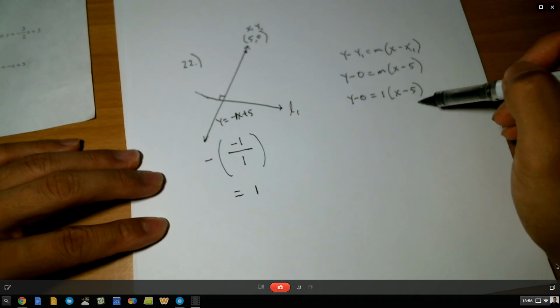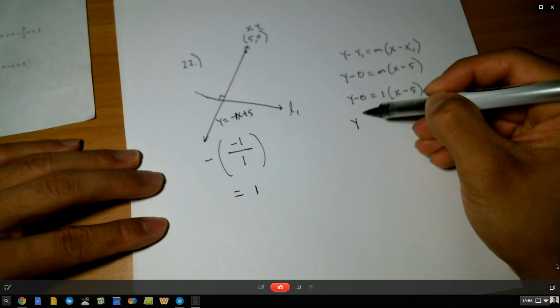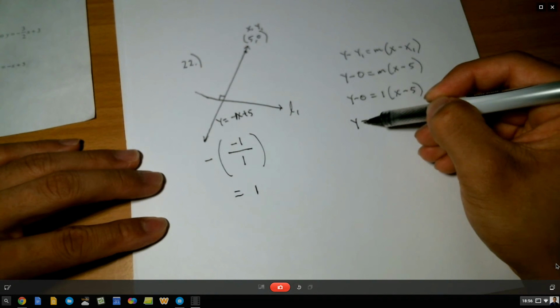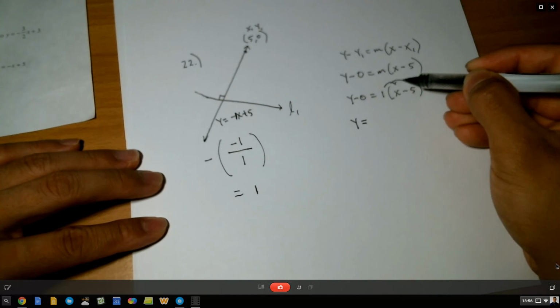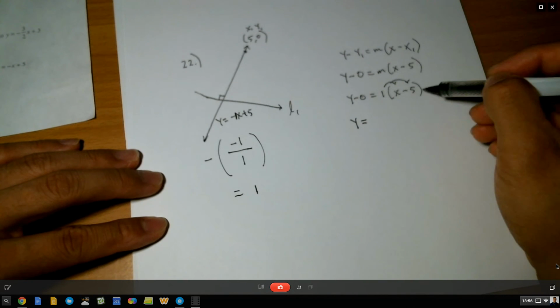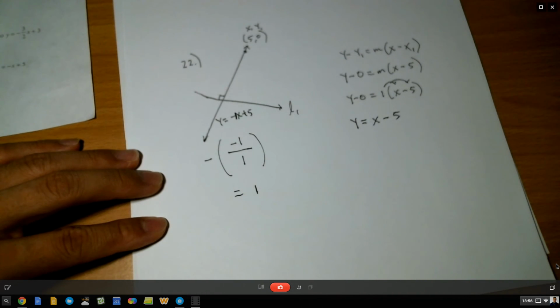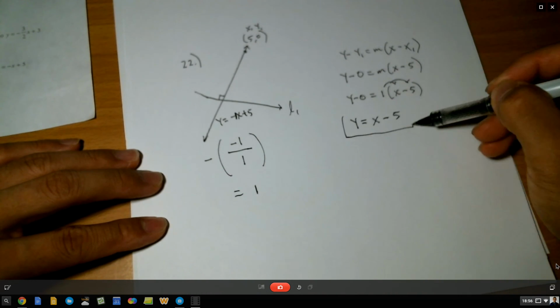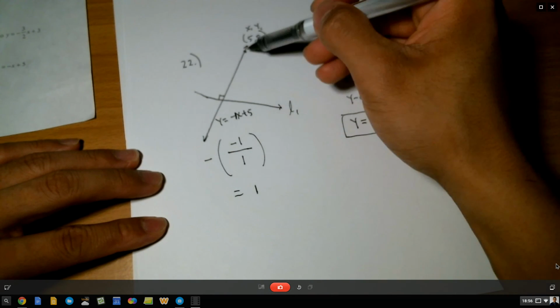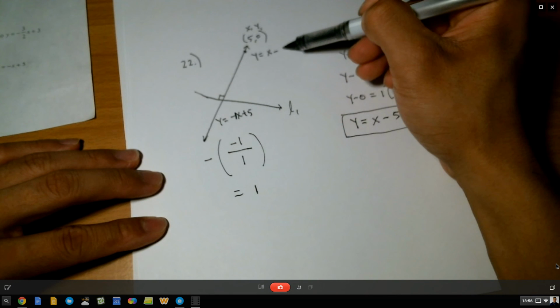So now this is pretty simple. Let's just clean this up. So y minus 0, same thing as y, is equal to, distribute. Since it's 1, the distribution is just itself. x minus 5. And we got our equation for this line, which is y equals x minus 5.